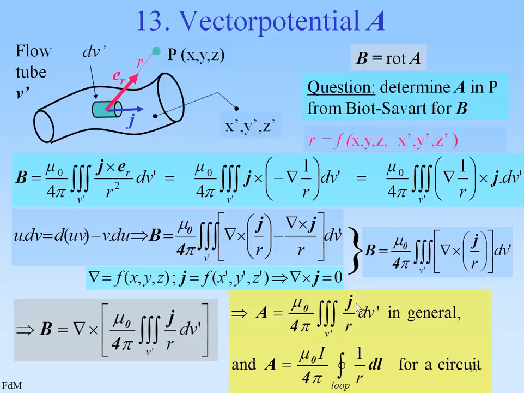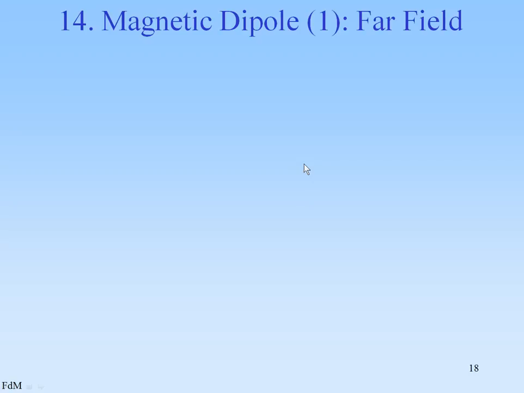The volume integral over the current density in amperes per square meter over the distance to the point P, and for a circuit the integral can be written as 1 over R times dl, and the current density is integrated in the form of the I here. And this result we will use for the magnetic dipole.